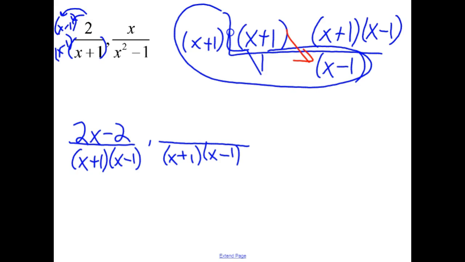The second one, this was x squared minus 1, so it's x plus 1, x minus 1. That means that denominator didn't change, so the numerator is also not going to change. We could also look at this and say it's getting multiplied by 1. Now we have our two fractions with common denominators. Let's do one more example.